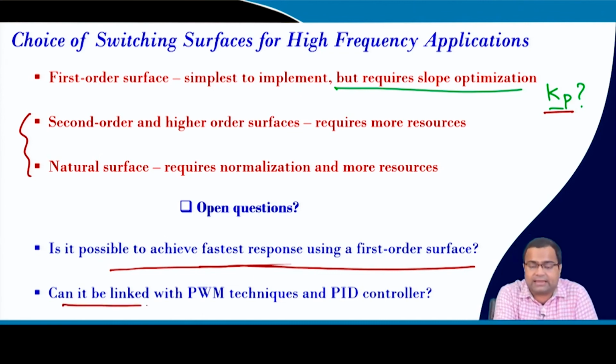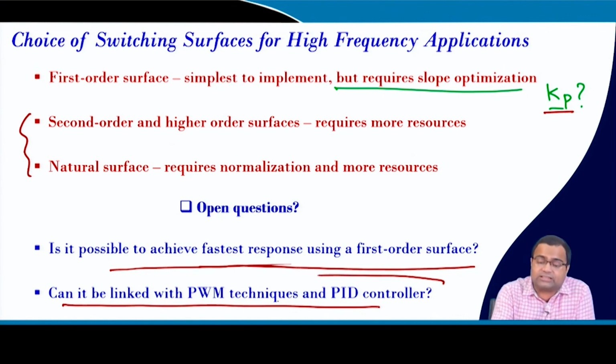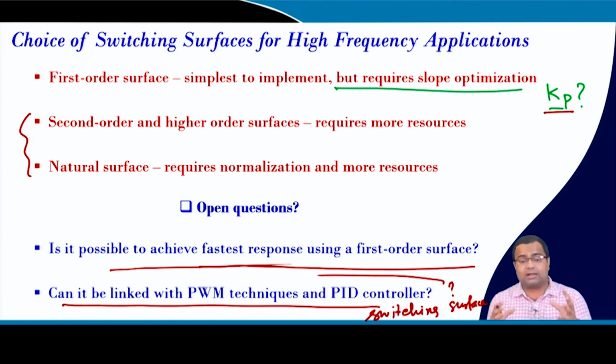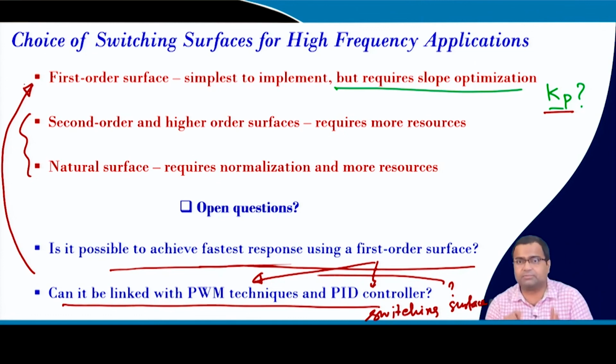So, we need to link the PID control technique with a PWM control, and link the PID controller with the switching surface. This is the link that we are going to see. If we can link the first order switching surface with this PID controller and with the PWM control, then our traditional PWM control, whether it is current mode or voltage mode, can be tuned to achieve the fastest time optimal response by formulating it using a first order switching surface or something similar.